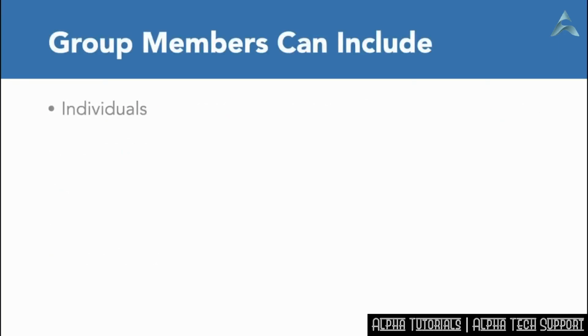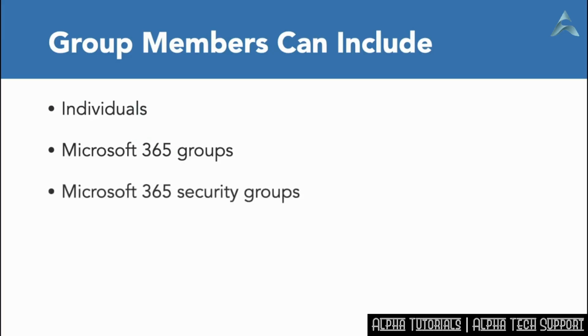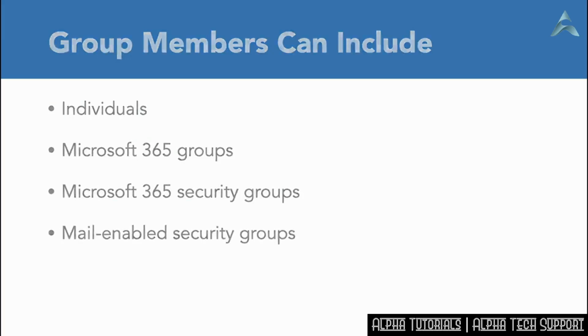Group members can include individuals, but they can also include Microsoft 365 groups. So if I'm setting up a new site and there's an existing Microsoft 365 group where every one of its members should be included in the site, I can just add the group. New folks who are added to that group then will automatically become members of the site. Will automatically be added to the security site for the group. I can add Microsoft 365 security groups and mail-enabled security groups.